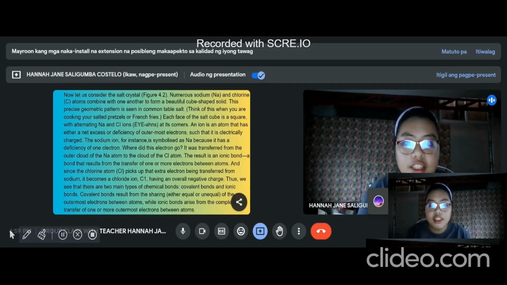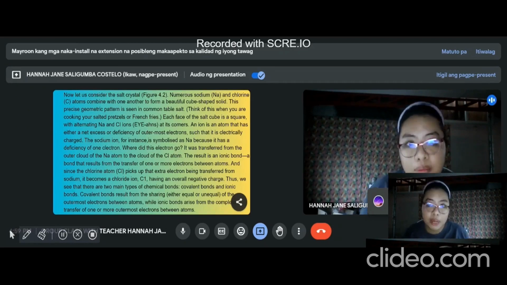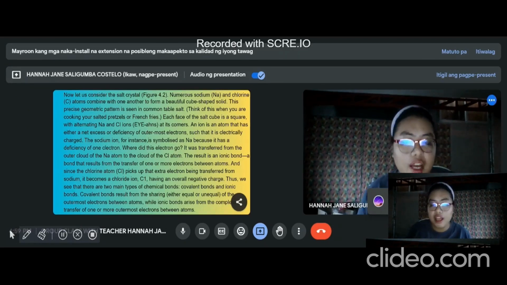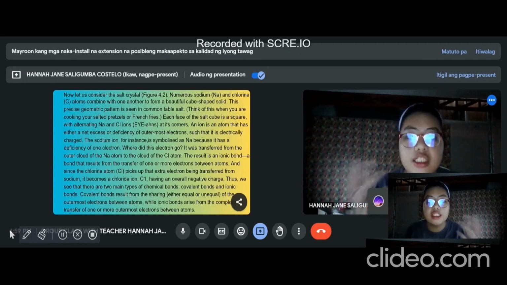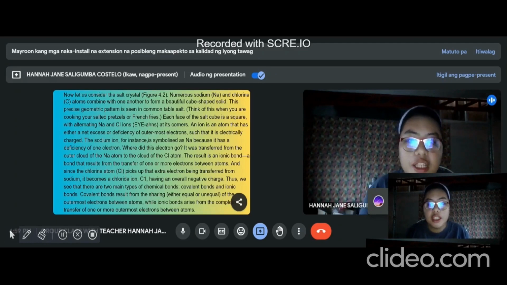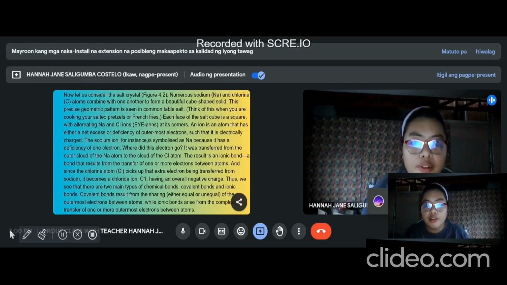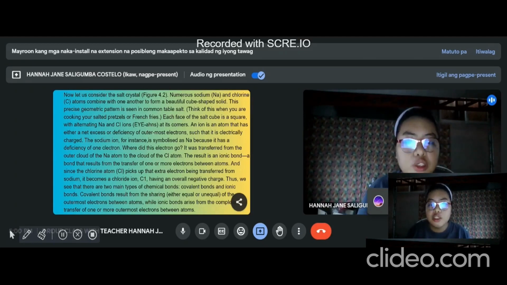Now let us consider the salt crystal. Figure 4.2, numerous sodium and chlorine atoms combine with one another to form a beautiful cube-shaped solid. This precise or correct or accurate geometric pattern is seen in common table salt. Think of this when you are cooking your salted pretzels or french fries. Each face of the salt cube is a square with alternating sodium and chlorine ions as its corners.